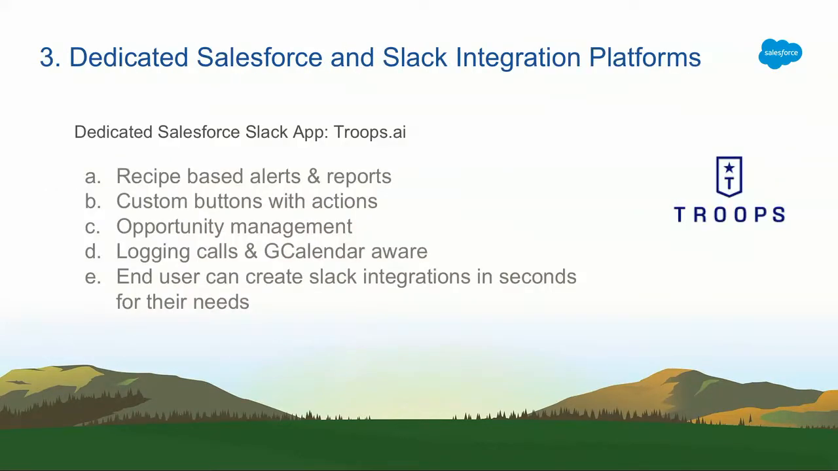Another option is using a dedicated platform between Slack and Salesforce. The one that we use today at Slack is Troops. It's one of the leading integrations for Slack and Salesforce. What is available is self-service creation of alerts and reports so that anyone who can action off of the different elements in the objects can do so. You can do opportunity management and have dedicated messaging when opportunities are out of sync, or if they're old, or closing dates are coming up.